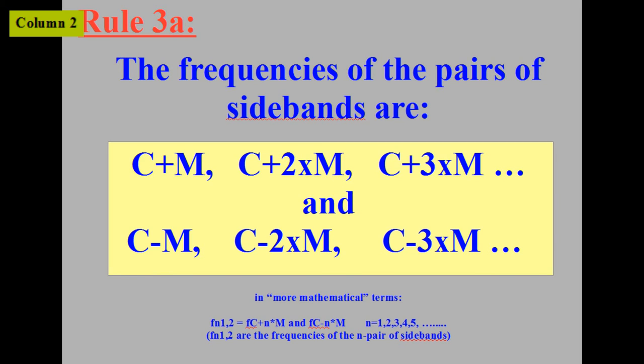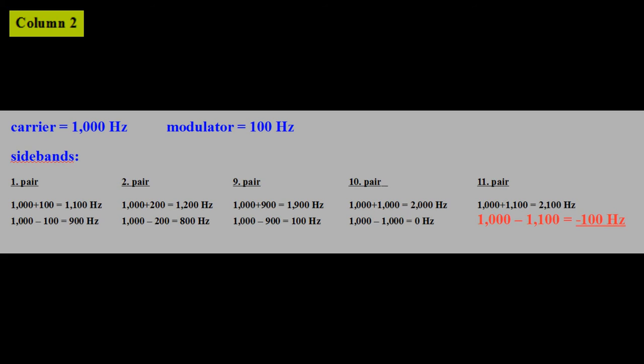Our discovery leads us to rule 3a of frequency and phase modulation. I promise no mathematics, but I beg your pardon, plus and minus. You will be able to survive plus and minus, I think. Well, but what about those dancing sidebands once the lower spectrum has reached zero? And what about the lower sidebands which should have a negative value according to rule 3a?